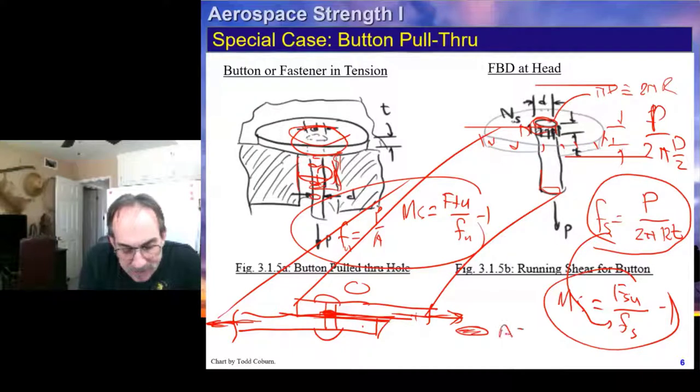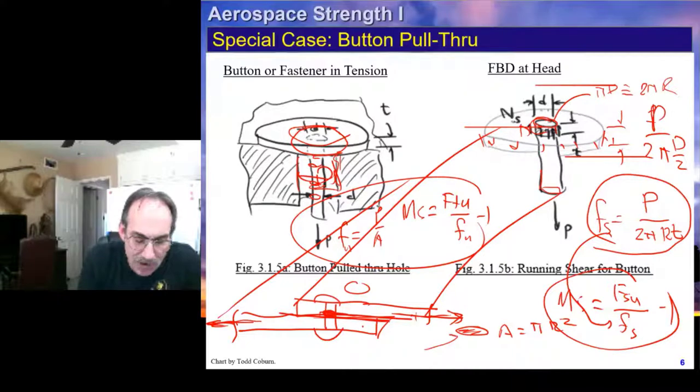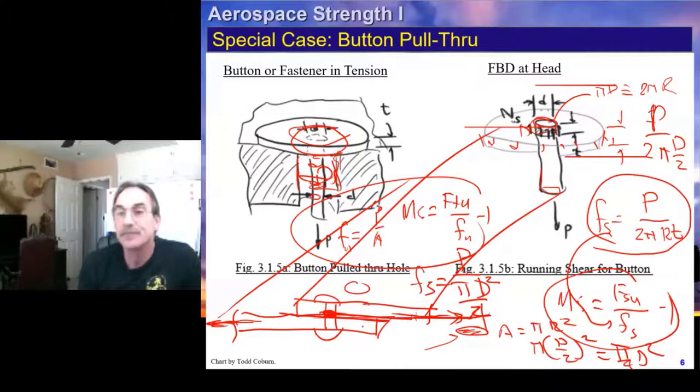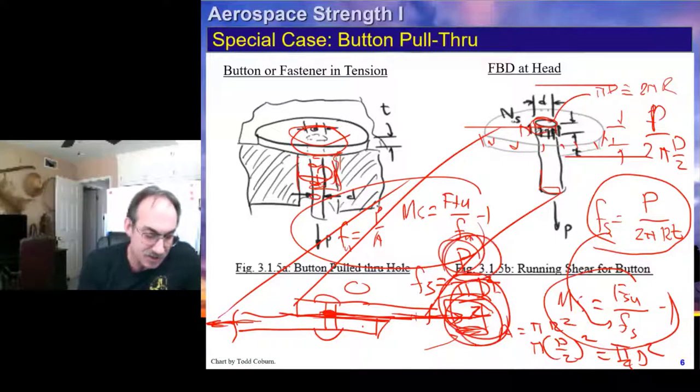The area of that piece is just pi r squared. And since we usually give fasteners in terms of diameter, not radius, we'd say pi d over 2 squared or pi over 4 d squared, right? So what's our shear stress on the fastener? It is Fs equals P over pi d squared over 4, right? This is just the area, and this is just the force on that little fastener. If it fails, this fastener breaks.